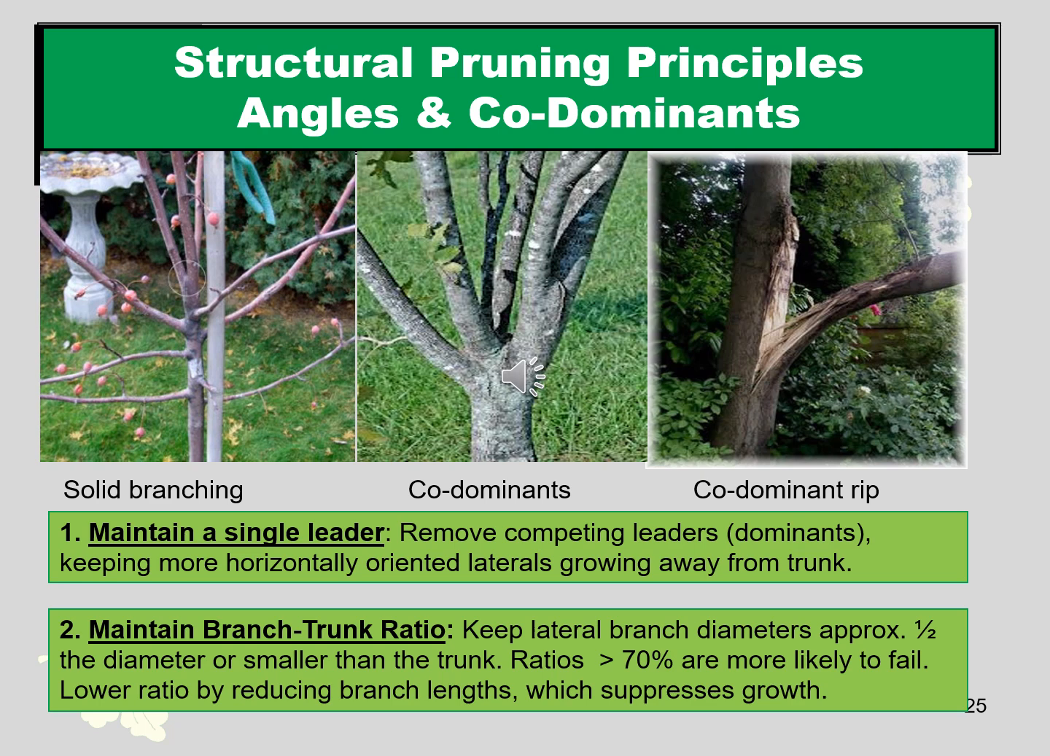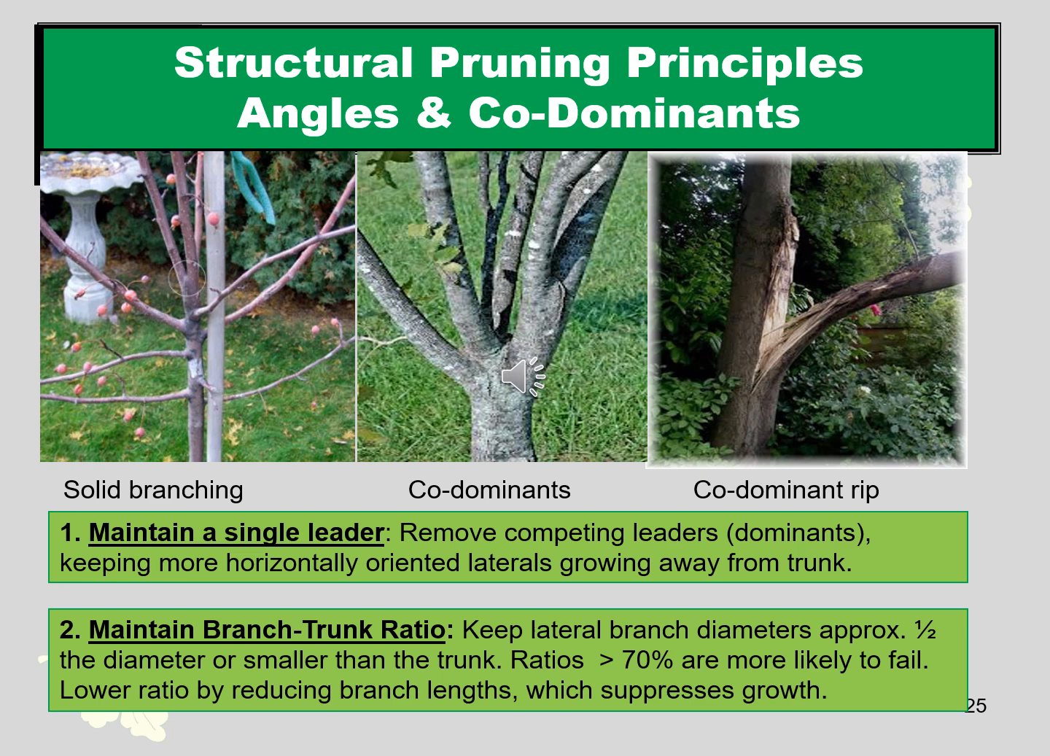So you want to maintain a single leader, remove the codominants down to one leader, and keep the lateral branch diameters about 1/2 the diameter or smaller than the trunk. Look back to the first picture on the left. The diameter of these lateral branches sticking out from the trunk are about half the diameter or smaller than the trunk diameter. Ratios greater than 70%, so if your lateral branches are more than 70% the size of the diameter of the trunk, they're more likely to fail and fall off and cause problems. They're unsafe and they can damage the tree too.